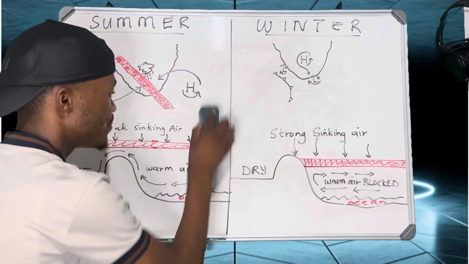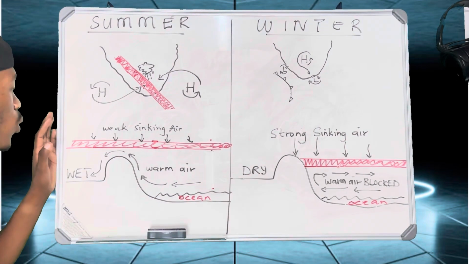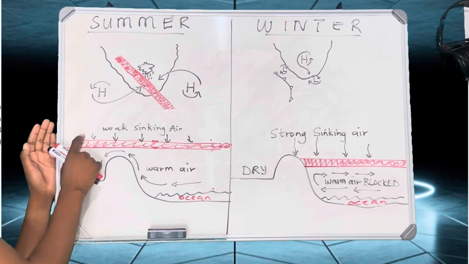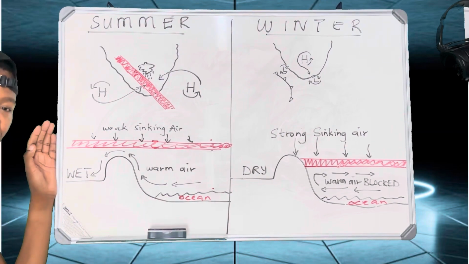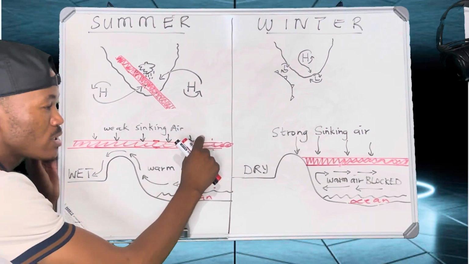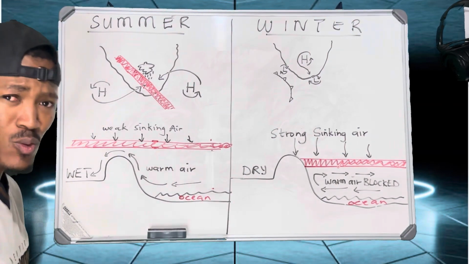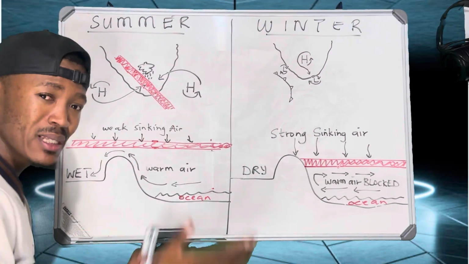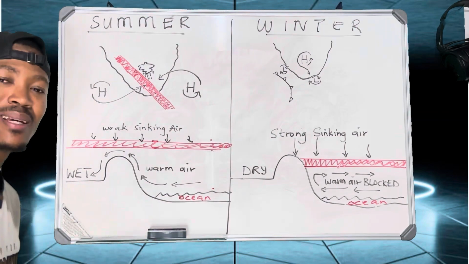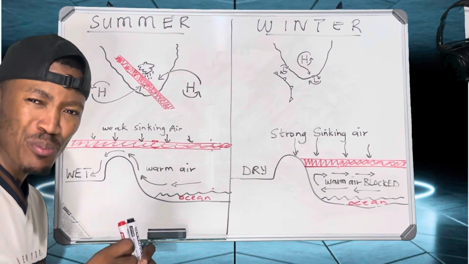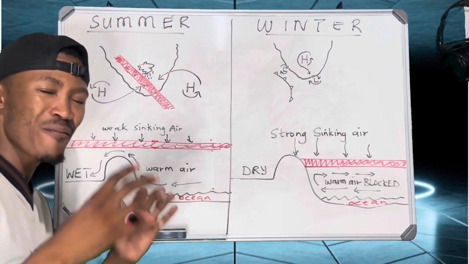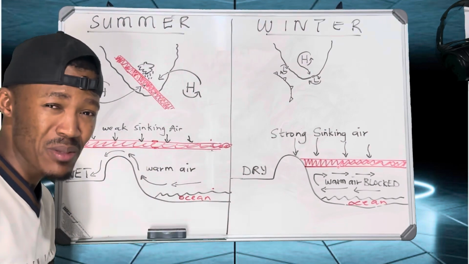Now let us continue. In summer, we have the position of the inversion layer higher in the atmosphere. What makes the position of the inversion layer higher in the atmosphere in summer? Firstly, like I have spoken about in the previous diagram, in summer the sun is focused on the Tropic of Capricorn in the southern hemisphere.